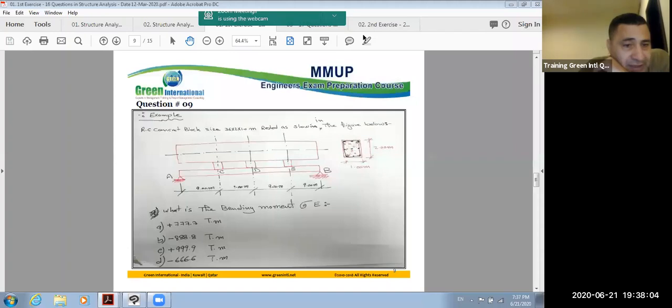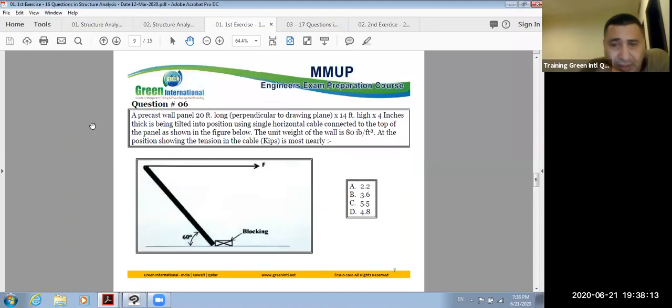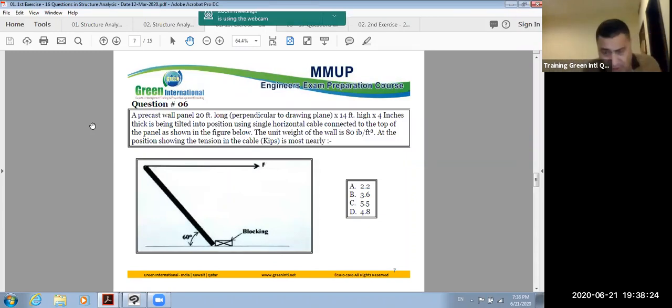How about using the data from question number 6? What is the data from question number 6? Yes, you have to use the data from there. If it gives you, for example, the wall panel unit weight, you have to stick to this information. Don't create your own. If he tells you the unit weight of the wall is 80 pounds over cubic feet, finish, I have to use this one. Don't create your own.